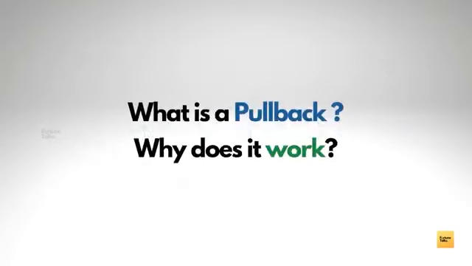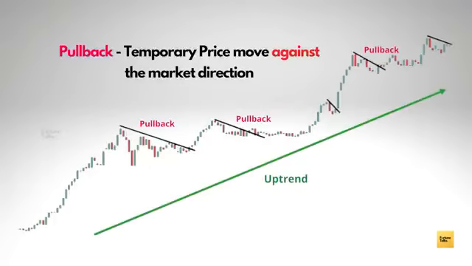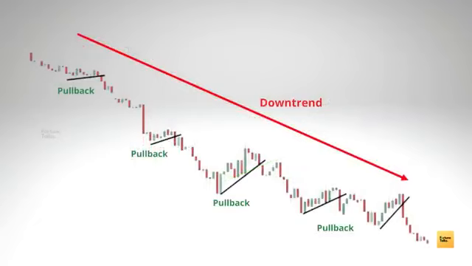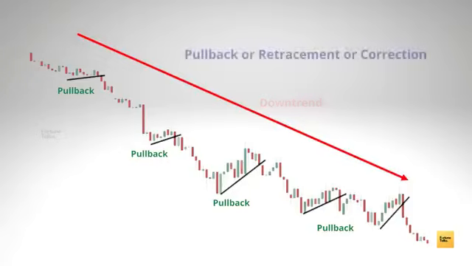What actually is pullback trading and why does it work in the market? Now, a pullback is when the price temporarily moves against the underlying trend in the market. For example, in an uptrend, a pullback would be a move lower, or we can say a corrective move. On the other hand, in a downtrend, a pullback would be a move higher. So in essence, what you are trying to do in pullback trading is to buy the dips in the markets, or the retracements to a critical level, or the corrections in an existing trend.